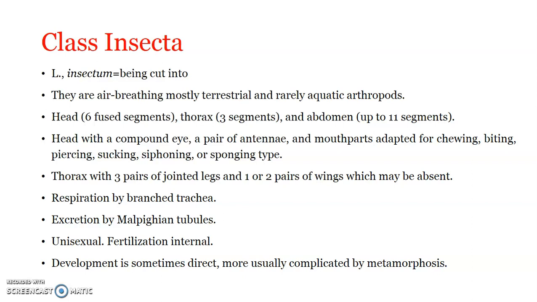The abdomen, as already mentioned, usually has up to 11 segments. Segmentation is usually very clear. They don't have any appendages. Then respiration is by branched trachea, the trachea opening out through the spiracles.